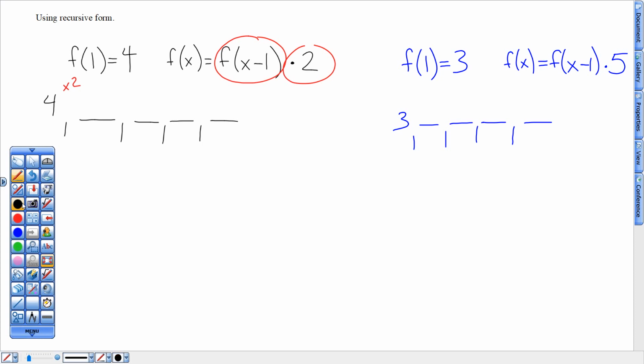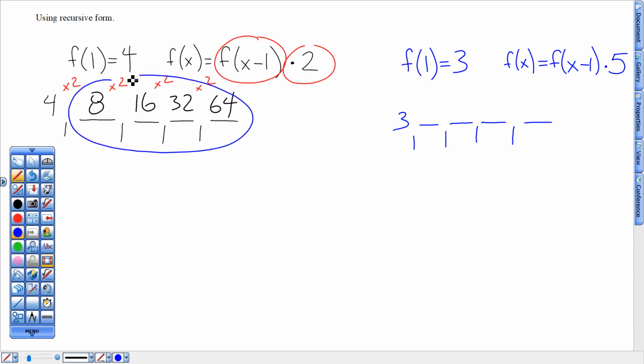4 times 2 gives me 8. That 8 times 2 gives me the next number, 16. That 16 times 2 gives me the next number, 32. And don't forget, I need one more there. Times 2 gives me 64. So they're going to have you write the next 4 numbers in the sequence, knowing that this is geometric, timesing every one by 2. I'm going to have you do this one in blue.